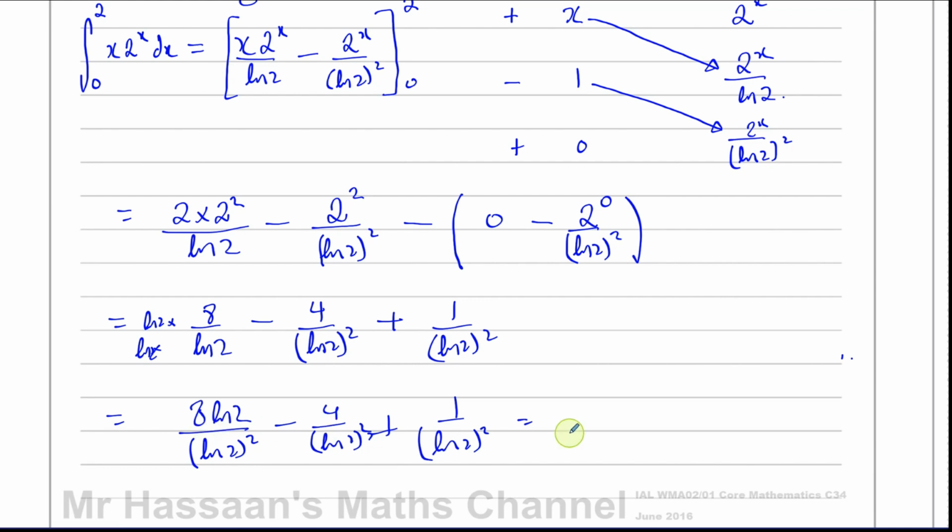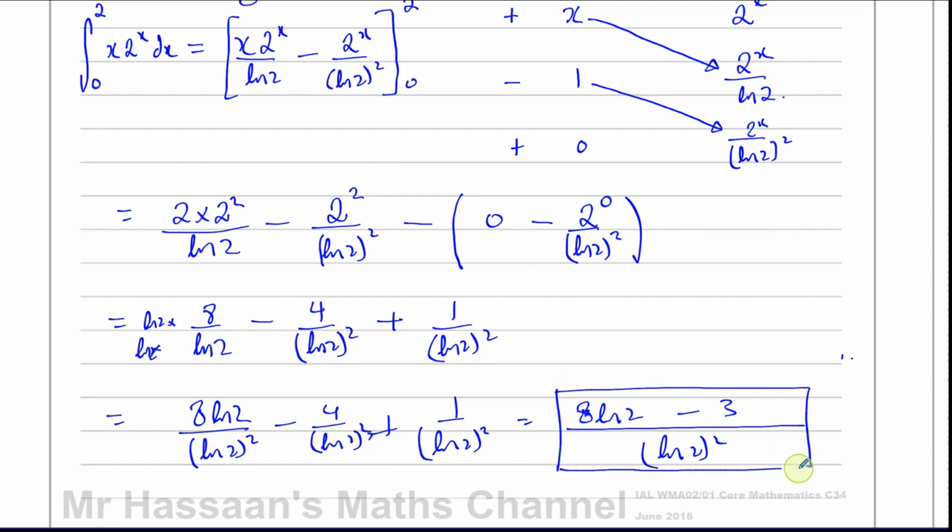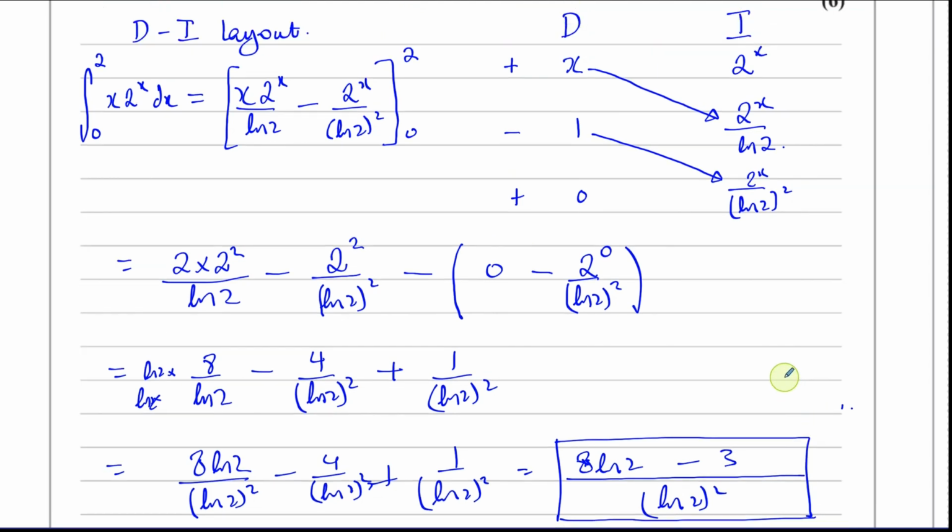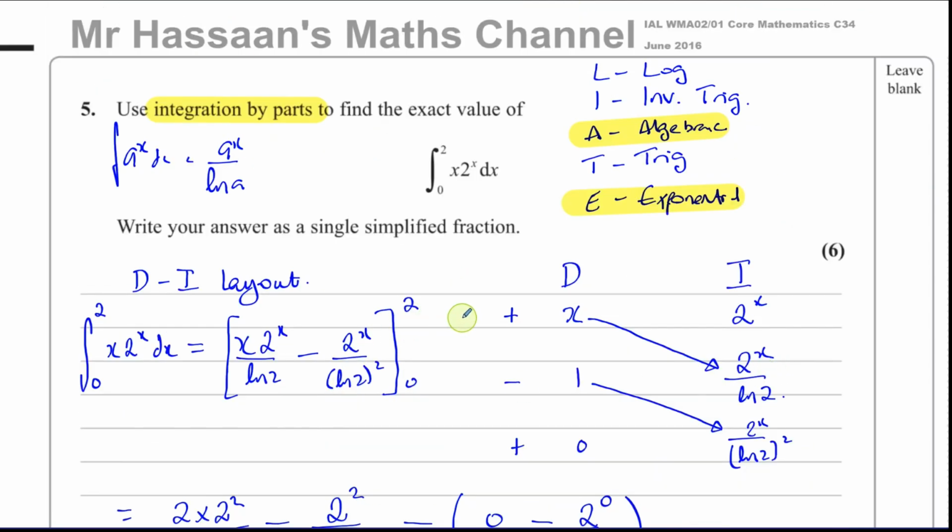So you have basically the same denominator, which is ln 2 all squared, and you have 8 ln 2 minus 4 plus 1, which is minus 3. Okay, and that's, I guess, as simple as you can get. And there we have the answer to question number 5 from this C34 paper from June 2016. And this is using the DI layout.